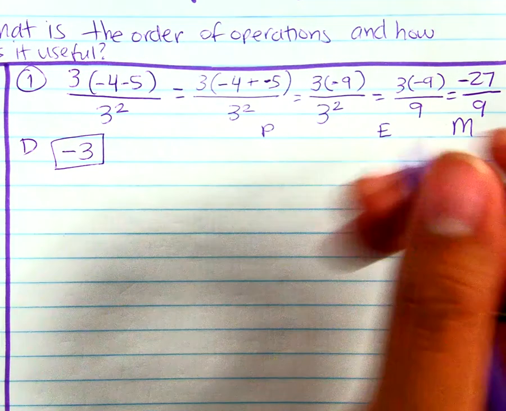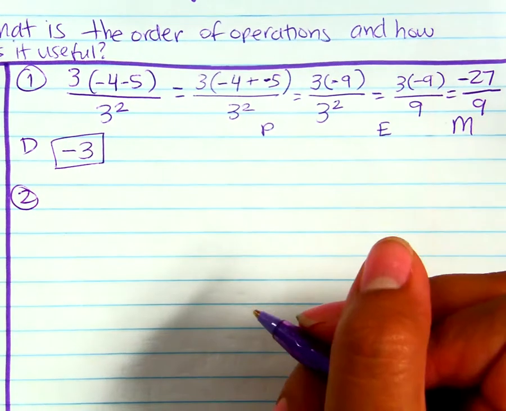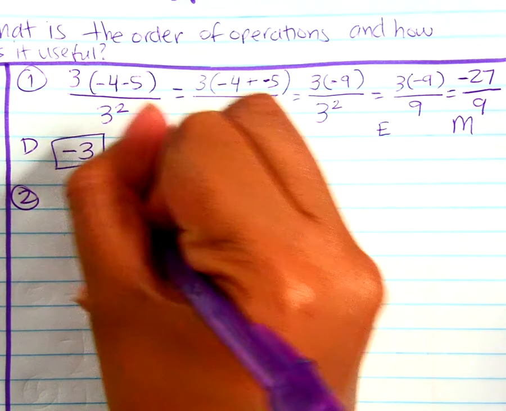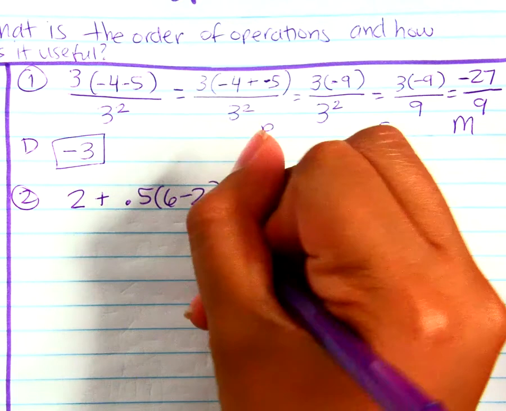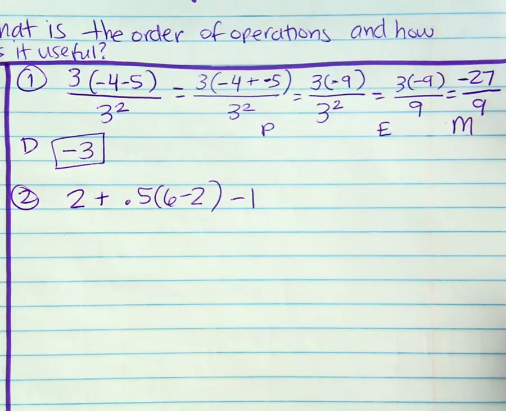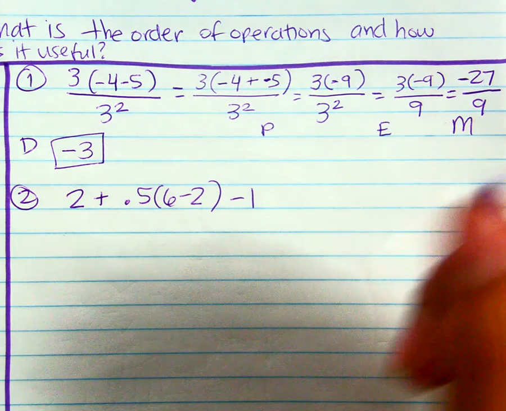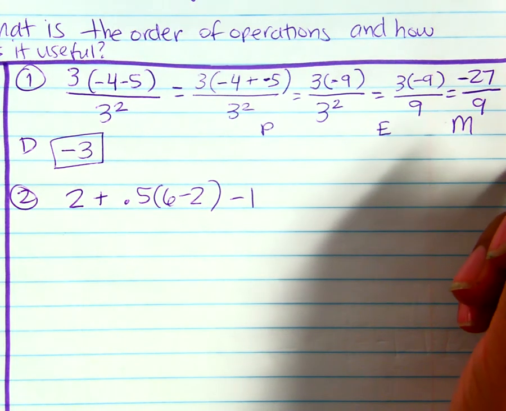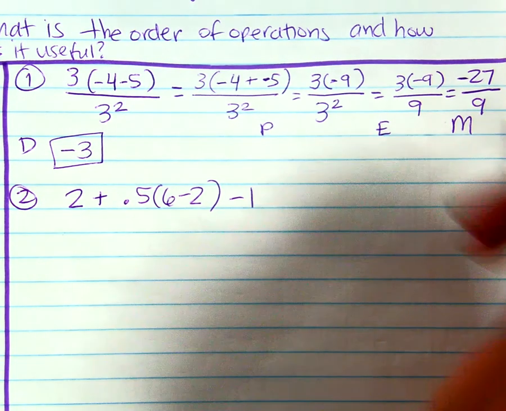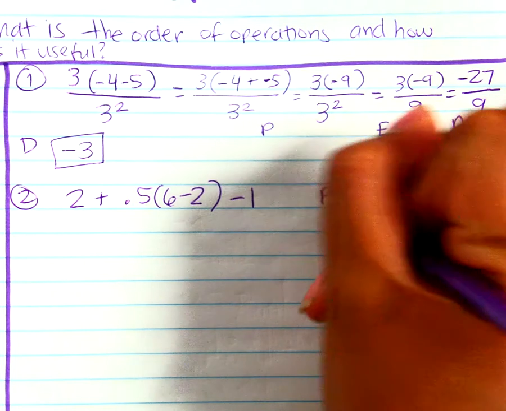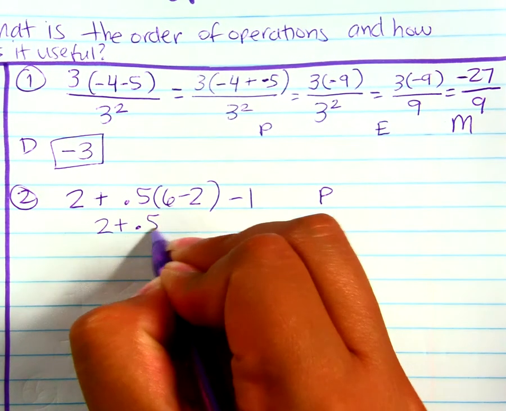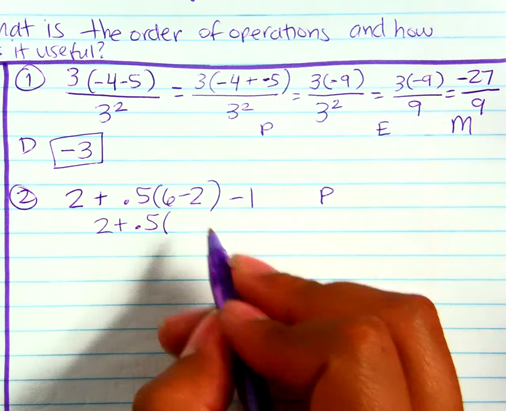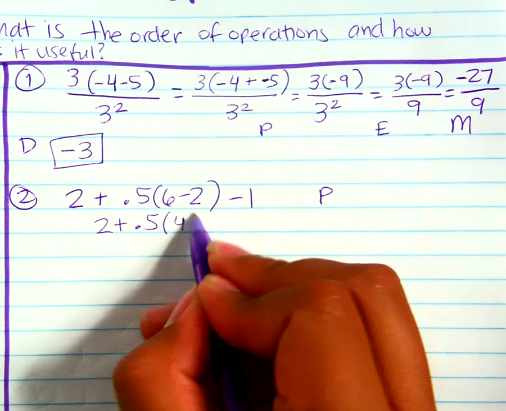Okay, example number 2. We have 2 plus 0.5 times 6 minus 2 minus 1. So what's our first step? Parentheses, right? So we're going to write a P for parentheses. We're going to do that one first. So it's going to be 2 plus 0.5 times, what's 6 minus 2? 4.